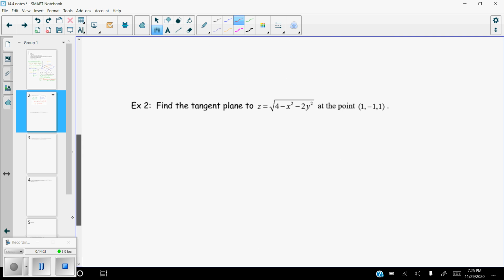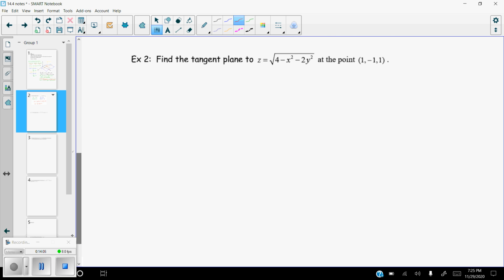Okay, let's do another example. Find the equation, I think I said tangent line, by the way. I should have said tangent plane. Find the equation of the tangent plane to the equation z equals root 4 minus x squared minus 2y squared at the point 1, negative 1, 1.